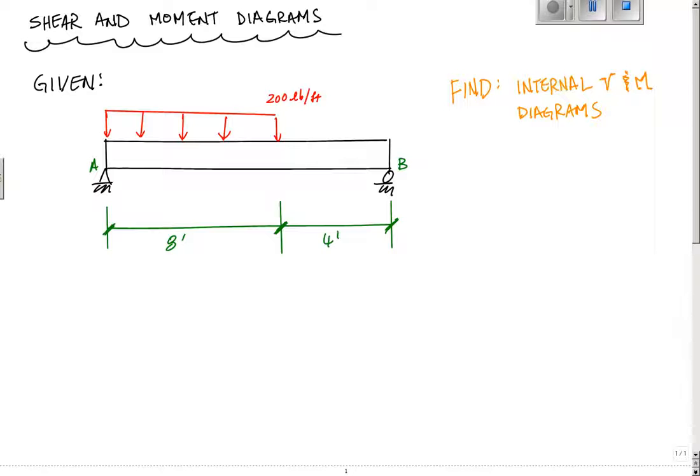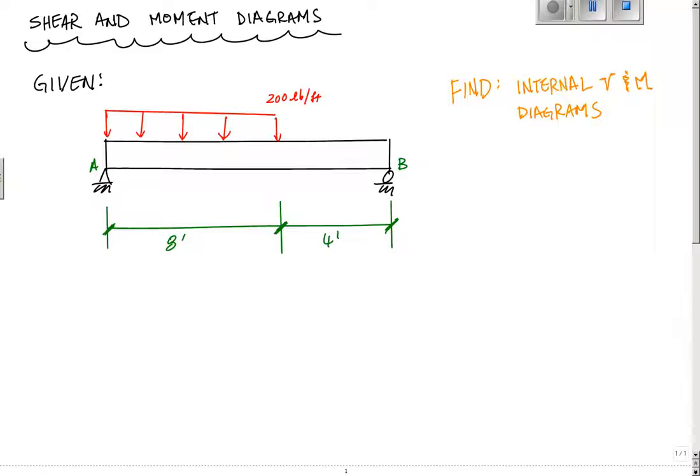So in this problem right here, I have a simply supported beam, supported at a pin at A and a roller at B. And it's got this distributed load over 8 feet of its length of 200 pounds per foot. It's a pretty simple problem, but I'm just going to highlight the steps that you want to follow when you want to get the shear and moment diagrams. This problem asks you to find the internal shear and moment diagrams.